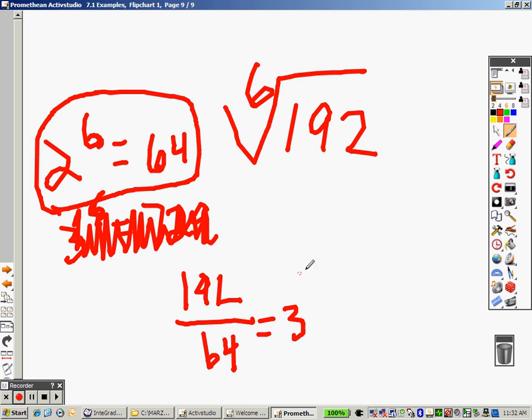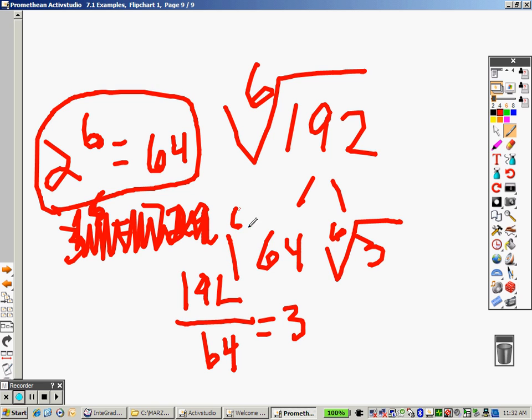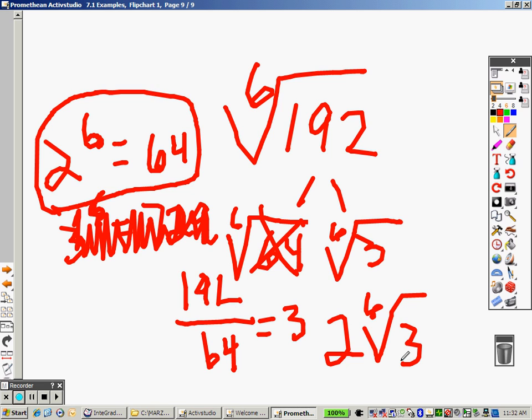So since I know that it goes into it evenly, that's how I know I can separate this into 64 and 3, because that's telling me that I know 64 has a sixth root. So I need to simplify it if I can, and 64 does go into 192 three times. That's why I have a 3 over there. So 64 and a 3, and that simplifies to a 2. So you get 2 times the sixth root of 3. So I hope that helps. And once again, you need to keep in mind if you can simplify these roots, then you need to do it. But thank you very much.